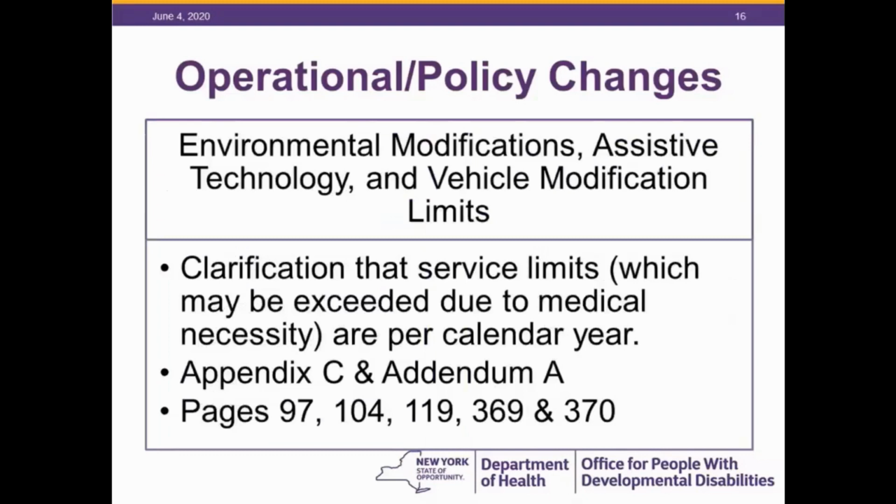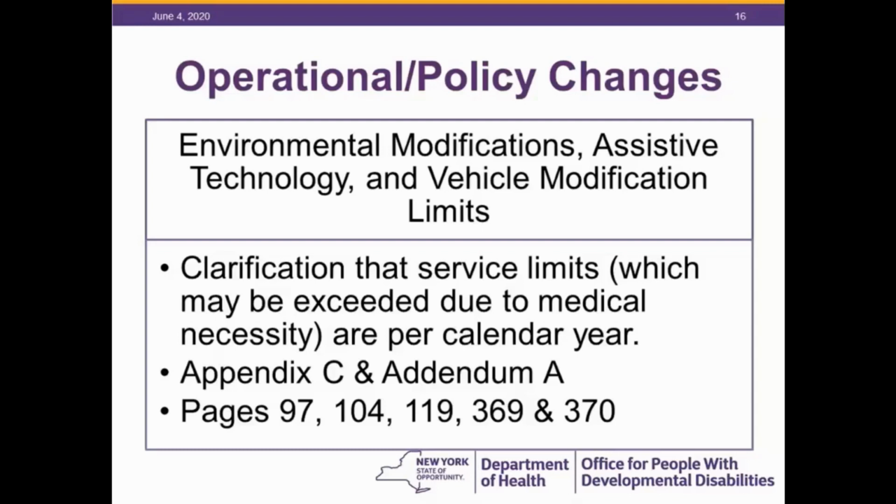So another operational policy change that we're implementing through this waiver amendment is with regards to environmental modifications, assistive technology, and vehicle modification service limits. If you're looking to find these sections in the waiver, you can find them in either Appendix C or Addendum A, those two sections that I referenced in the beginning as part of the organizational overview of the waiver. So if you're looking for the service limit changes in Appendix C, they're located on pages 97, 104, and 119. If you're looking for those in Addendum A, they're located on pages 369 and 370.